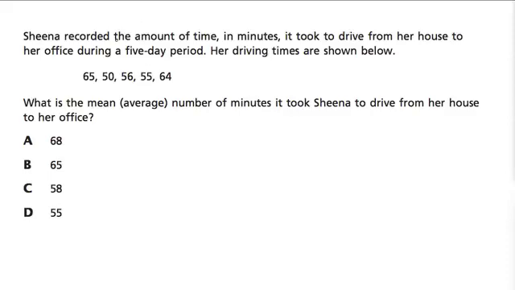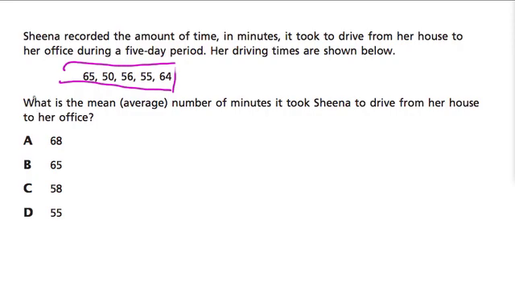In this problem, Sheena recorded the amount of time in minutes it took to drive from her house to her office during a 5-day period. Her driving times are shown below. So here's how long it took her to drive each day. First, it took her 65 minutes, then 50, then 56, 55, and 64. So that makes sense. It took her a different amount of time to drive to work each day. Maybe the traffic was different, or she stopped somewhere.